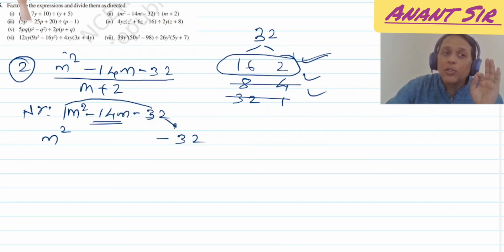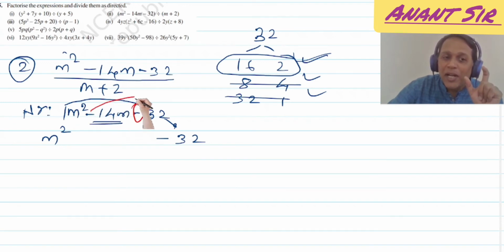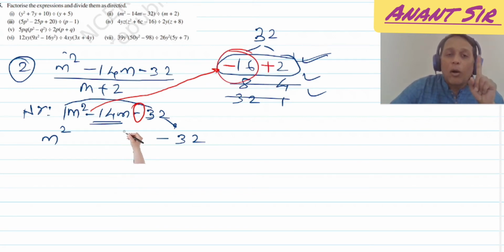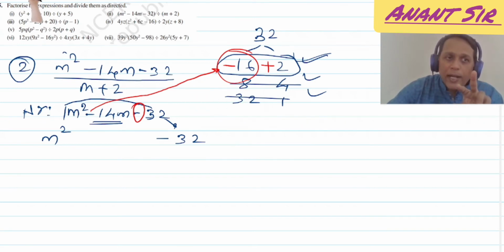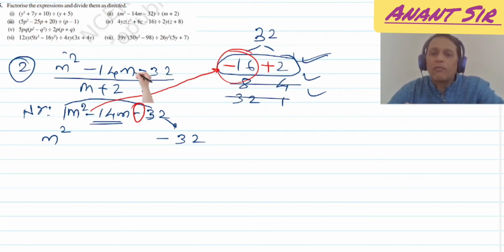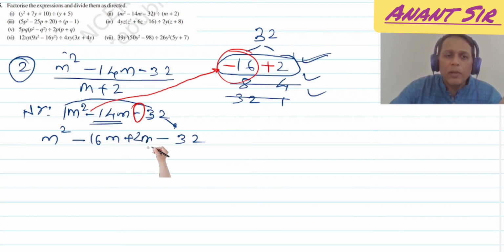Here the last term is negative, so we use that second rule. If the last term is negative, then give the sign of the middle term to the bigger number only. Now you have to write minus 16 and plus 2. You can write plus 2 first and minus 16 afterwards, or if you want to write minus 16 first, you can do that also. So I am going to write minus 16m first and then plus 2m.